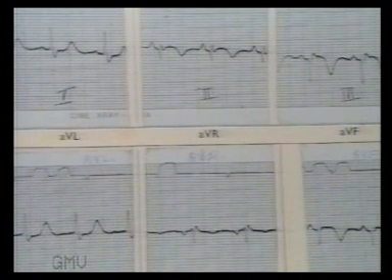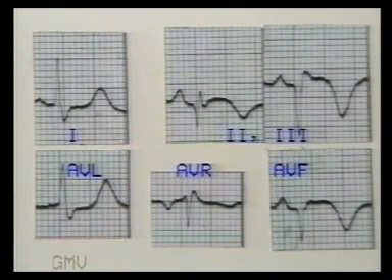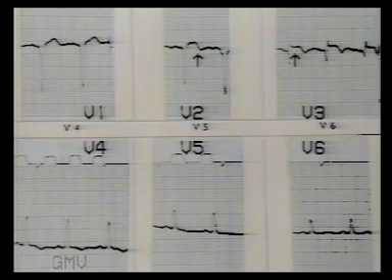This ECG shows leads 2, 3 and AVF with slight ST elevation and deeply inverted symmetrical T waves. This indicates an inferior wall infarct which is 2 to 3 weeks old. Note the reciprocal tall T waves in 1 and AVL. This T wave inversion persists for 2 to 3 months.